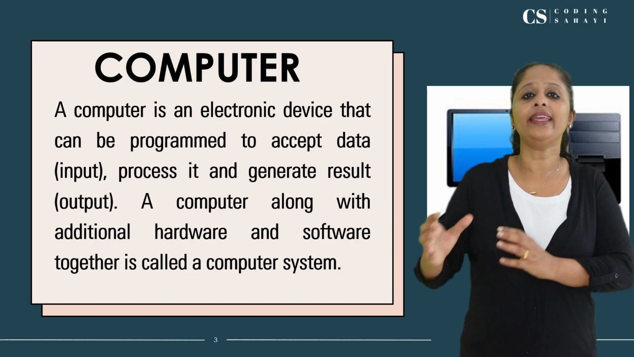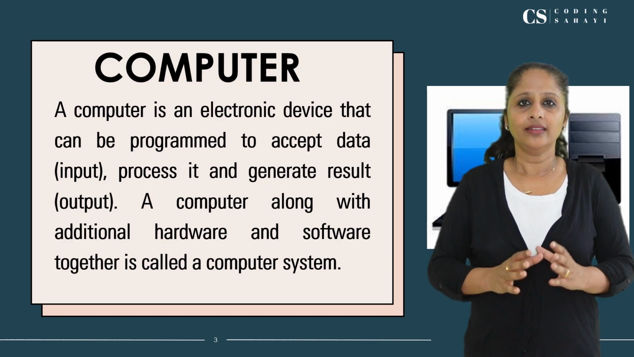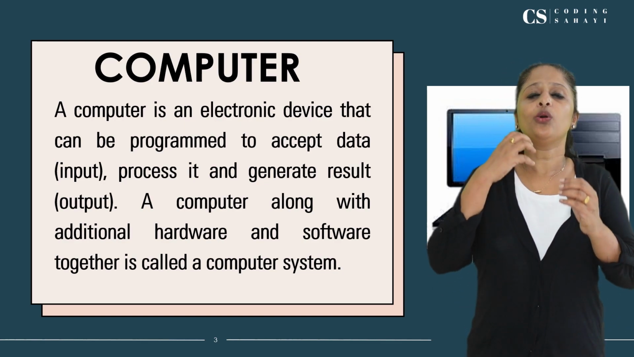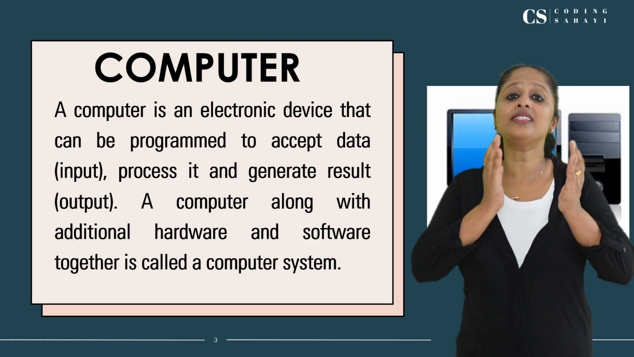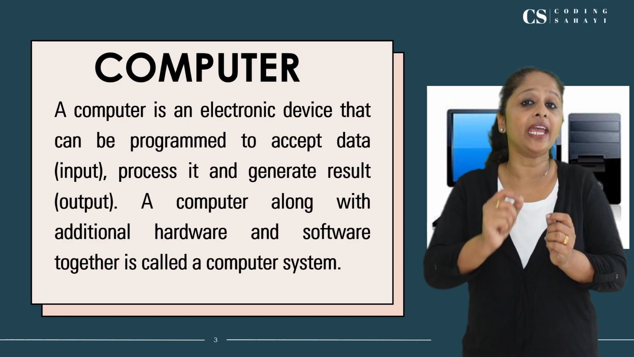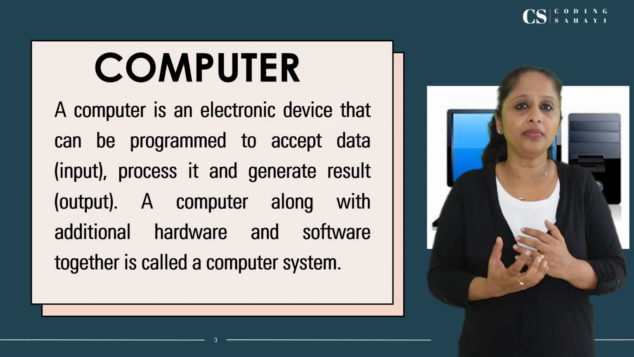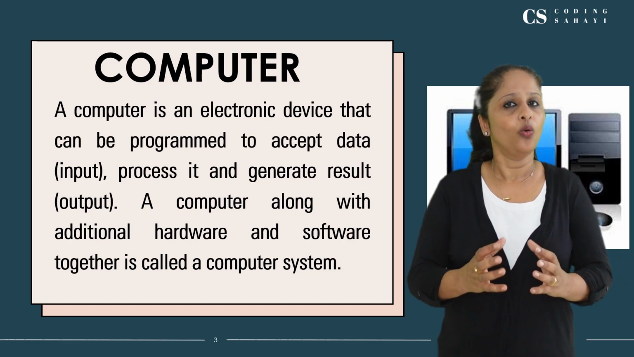All these processes, inputting, processing and output, cannot be done independently by the computer. So a computer works based on some instructions. A computer is an electronic device that can be programmed. Program means that based on some instructions this computer is working.